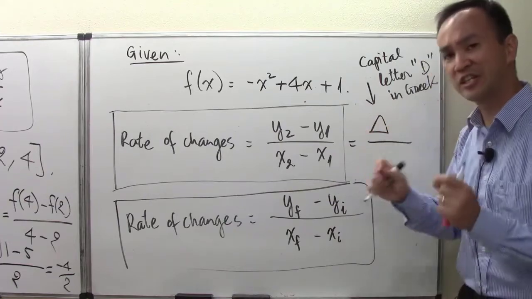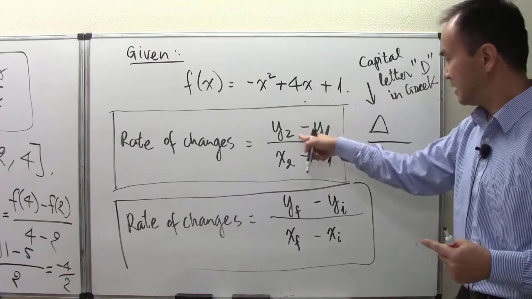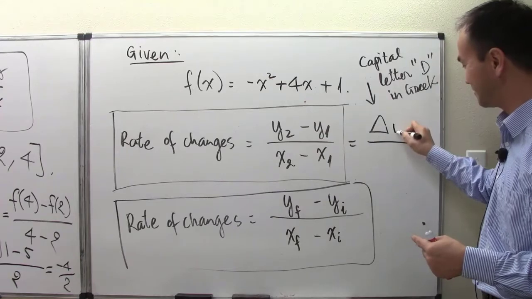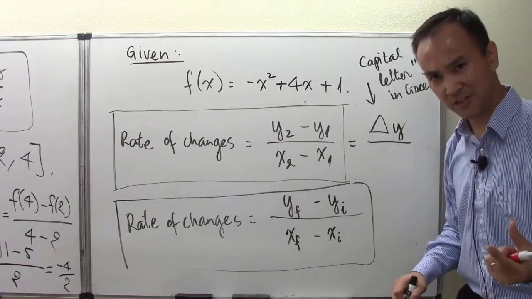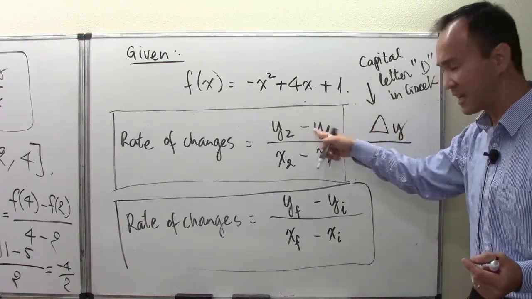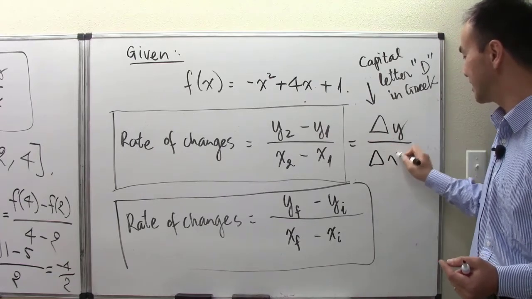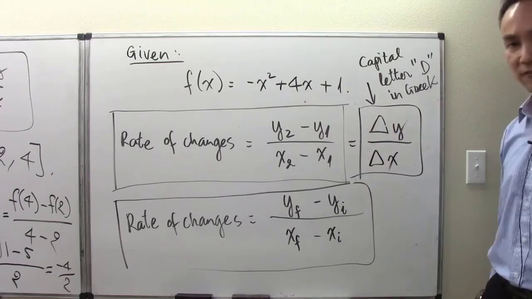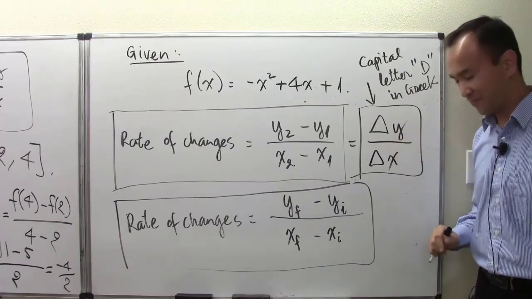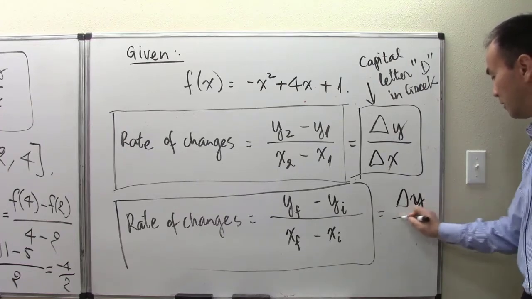This delta is used to represent a difference, a change. That's why, for the difference y2 minus y1, for convenience, a lot of times many textbook authors write this difference as delta y, the difference in y, over delta x. So this is another form of a rate of change. And the same here, it's the exact same delta y over delta x.